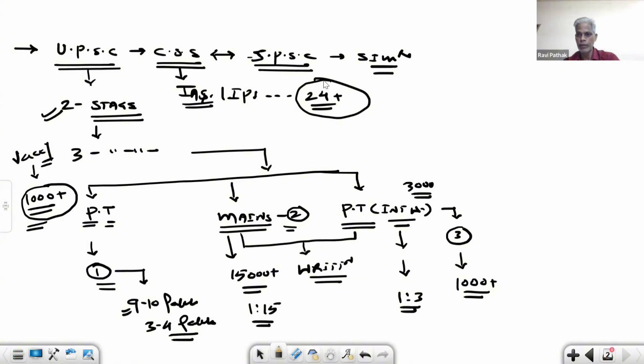Why did I tell you that it's an elimination process? Because if you fail in PT, next year you have to write again. Suppose you qualified PT but were not able to qualify mains, then again you have to start with the PT itself. And if you got a call for the interview but did not find your name in the final list, then also you have to start from prelims again. So it's just like a repetition of the cycle. I hope up to here it's clear.